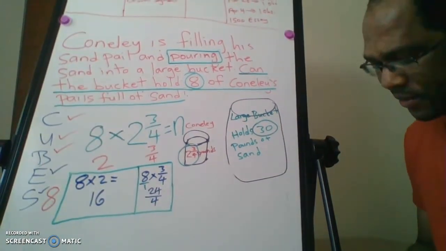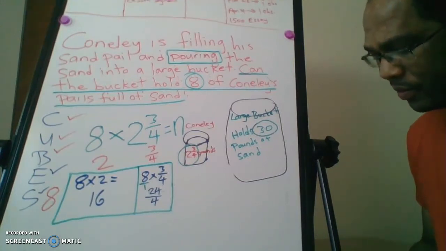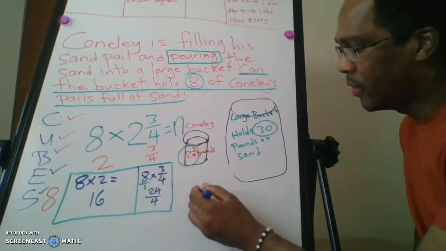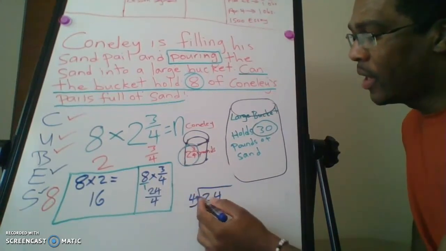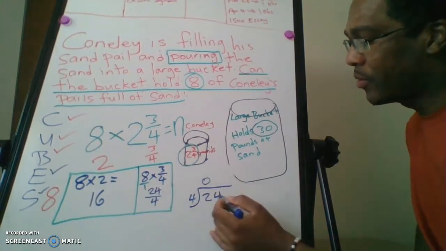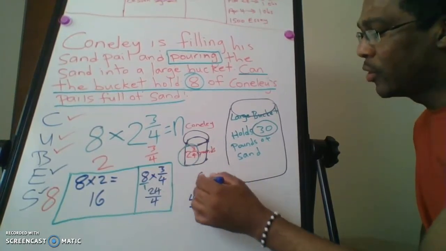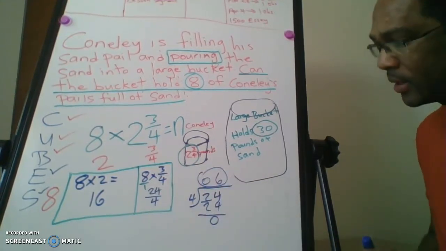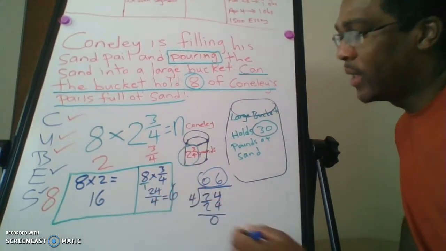Now, if I divide 24 in groups of 4, how many times can 4 go into 2? That will be 0. How many times can 4 go into 24? It will be 6. 4 times 6 is 24, and that remains 0. So the answer here is 6. So I know that 24 over 4 is the same as 6.